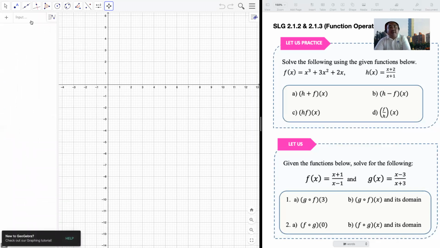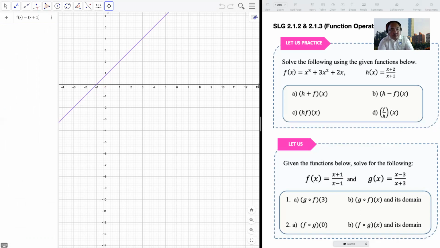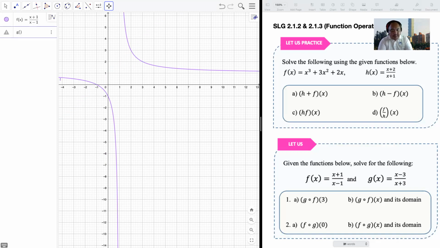All right. So you have two functions here. Let me define again the two functions first. You have f of x is equal to the quotient of x plus 1 divided by x minus 1. And you have g of x, which is the quotient of x minus 3, divided by, parentheses, all over x plus 3.